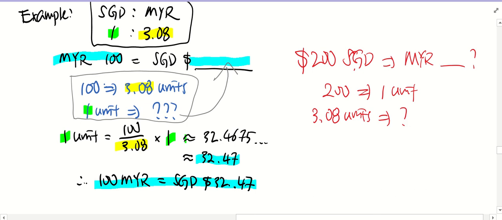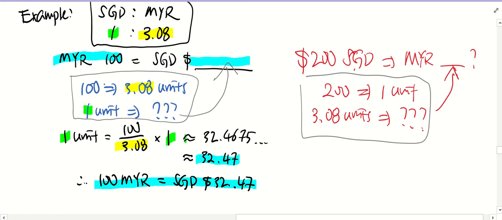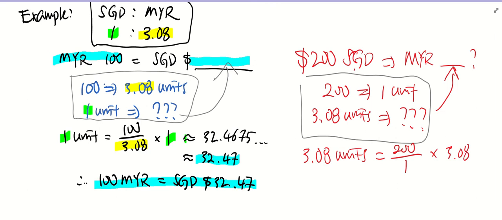So how much is represented by 3.08 units? If we can find this, then we have the answer to our question. Okay, so let's go ahead and do it in the same way as we did just now. 3.08 units. Now we're interested in finding 3.08 units, which equals 200 divided by 1, because 200 is represented by 1 unit, multiplied by 3.08, because we're interested in finding 3.08 units.